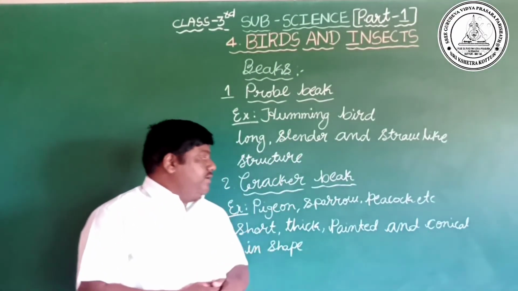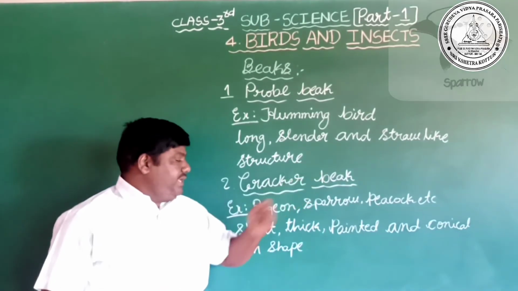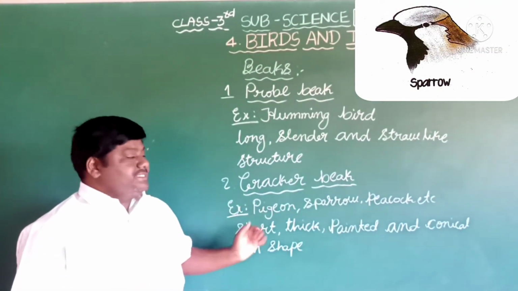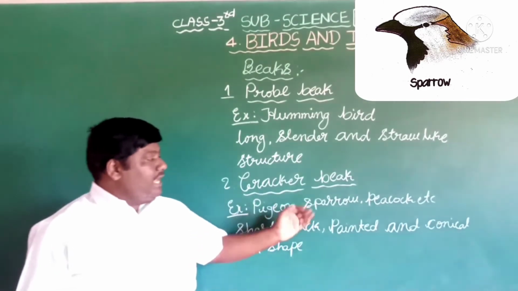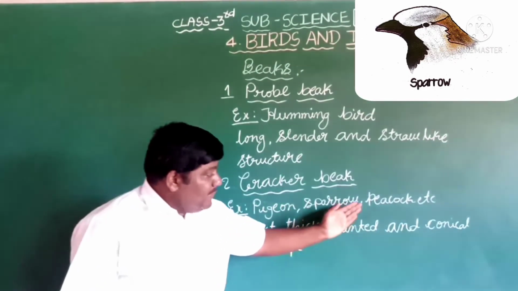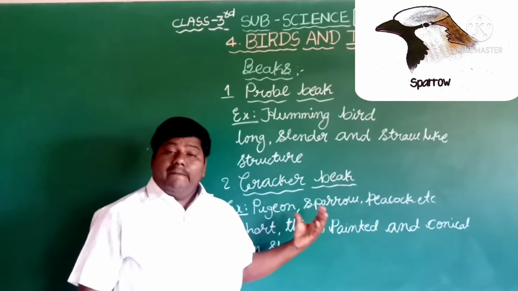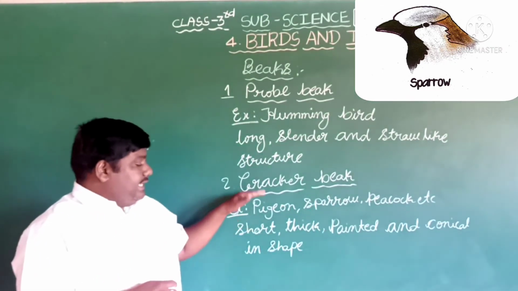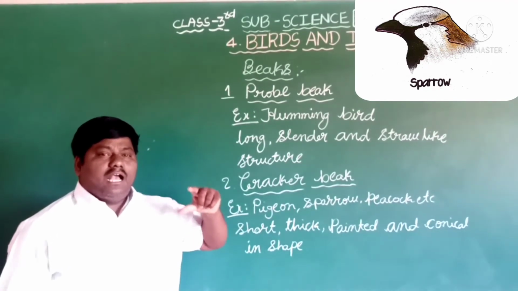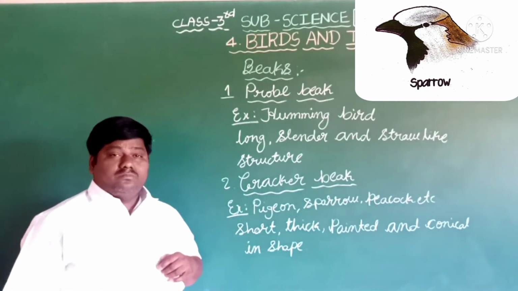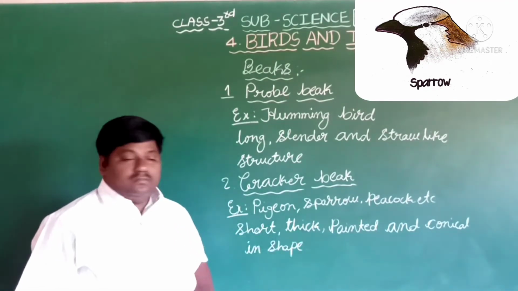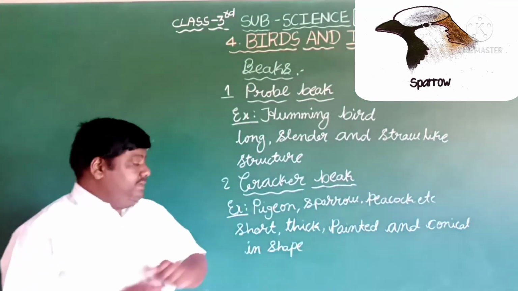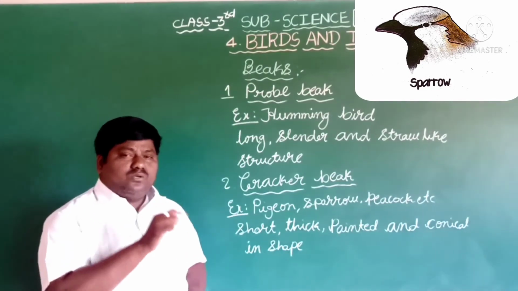Next type of beak is cracker beak. Example for cracker beak: pigeon, sparrow, peacock. There are many examples. Here, what is the structure of cracker beak? They have short, thick, pointed and conical in shape. Short means not too long.